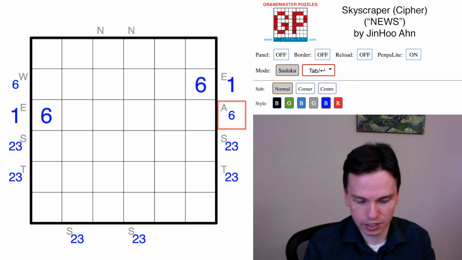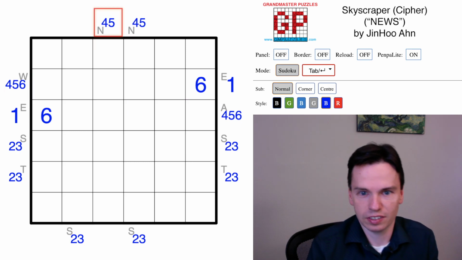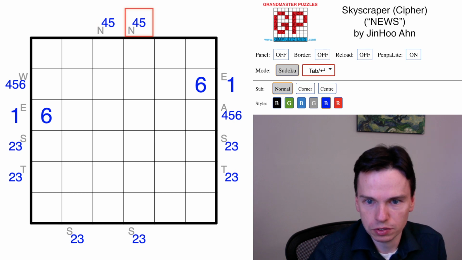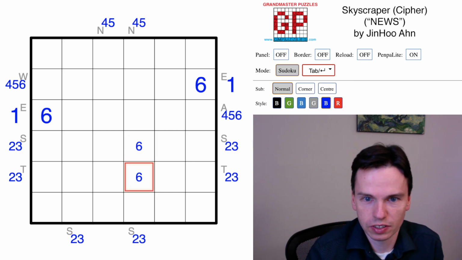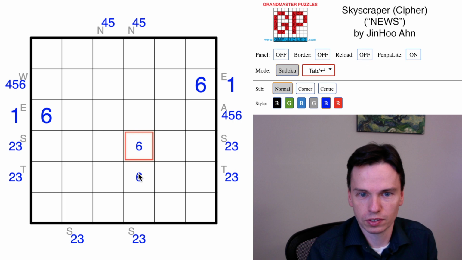And that means the remaining letters are 4, 5, 6. Again, 6 is one of A or W, so this top clue of this N is only 4, 5. A few things we can do with this. One of the first things we can do is mark 6s in one of these two cells because of the constraints from the top and from the bottom of where those clues go.